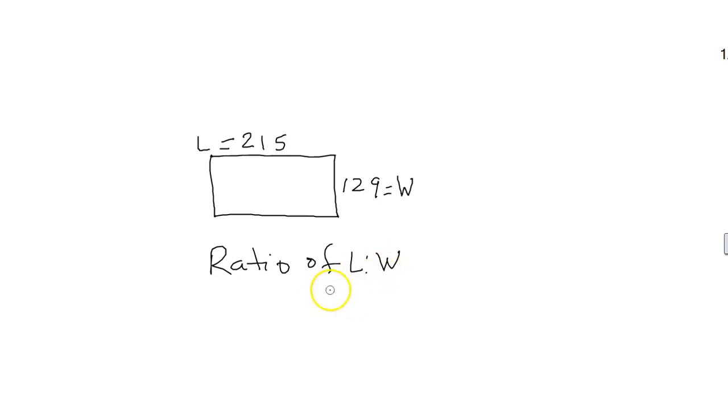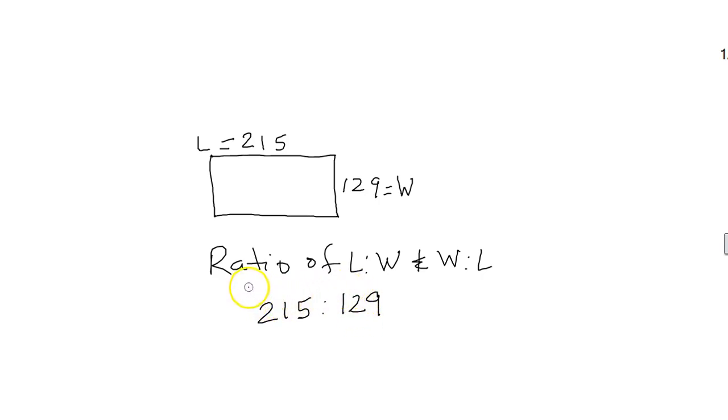So that's the order. So the thing that's going to get the colon to the left side is the 215. The width is 129. Okay, and so they said, again, what is the ratio of length to width, and of width to length. So they want W to L. Now, we know that 215 is divisible by 5. But the beauty of this is that 129 is a prime number, so we can't reduce this.